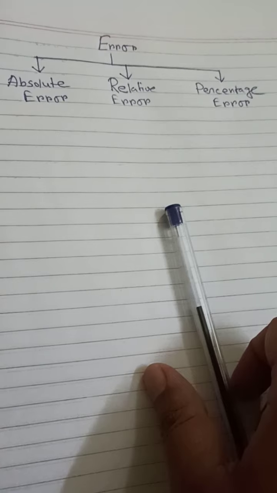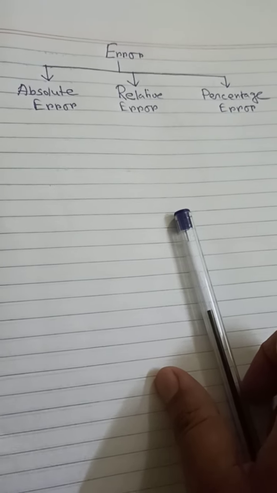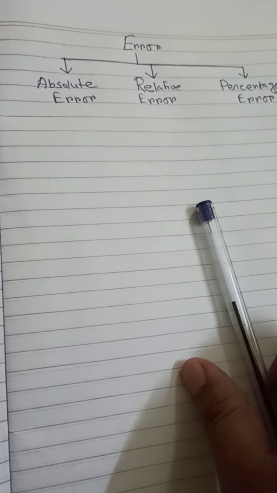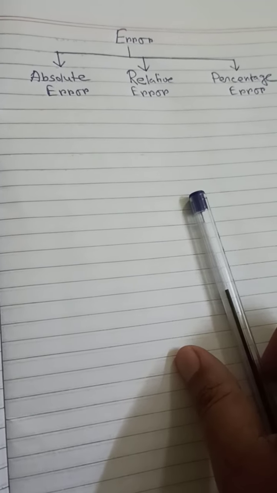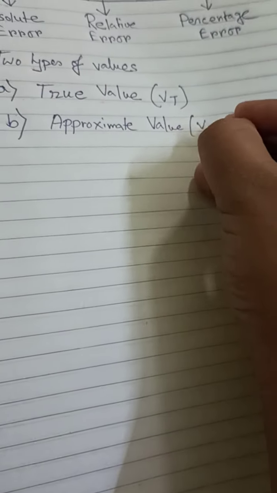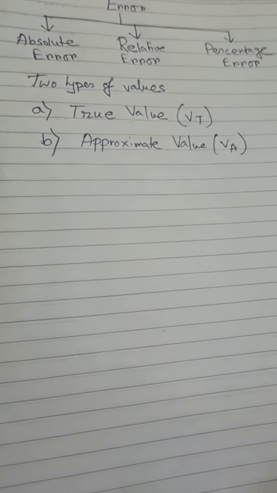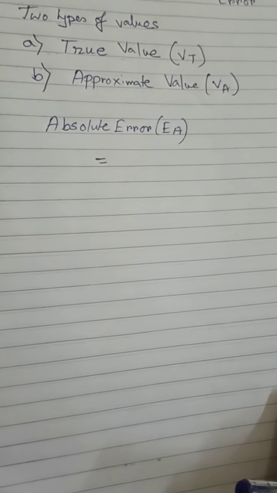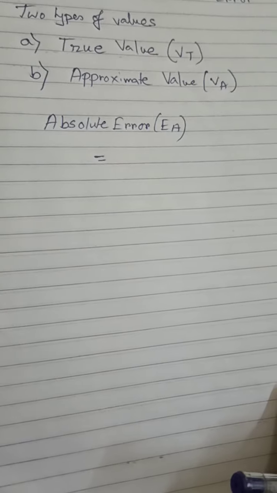Okay, so as I said, there are basically three types of error. One is absolute error, second one is relative error, and third one is percentage error. As we say, there are two types of values. One is true value and second one is approximate value. We denote true value as Vt and approximate value as Va. Now we will find the formulas, starting with absolute error.